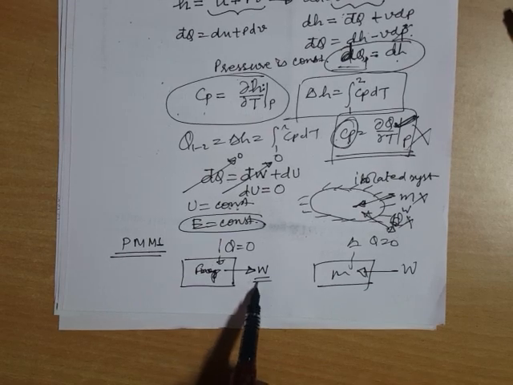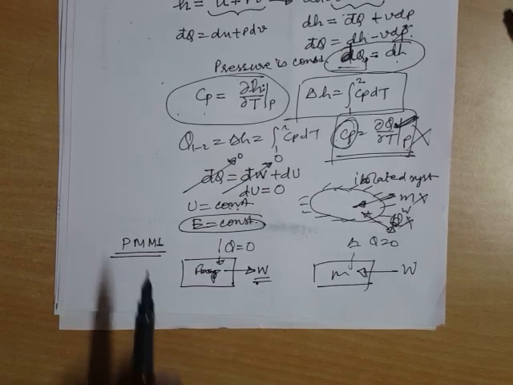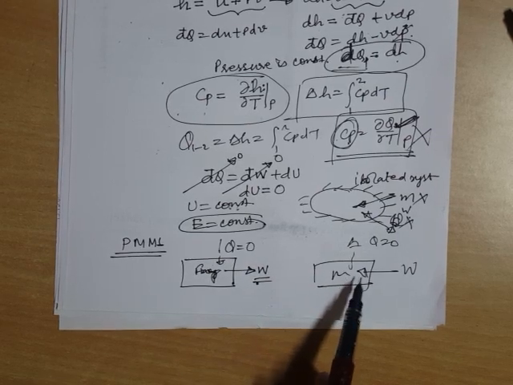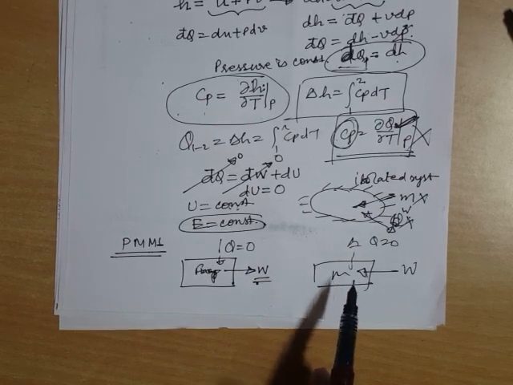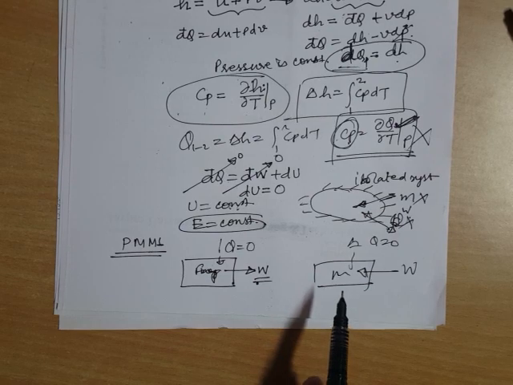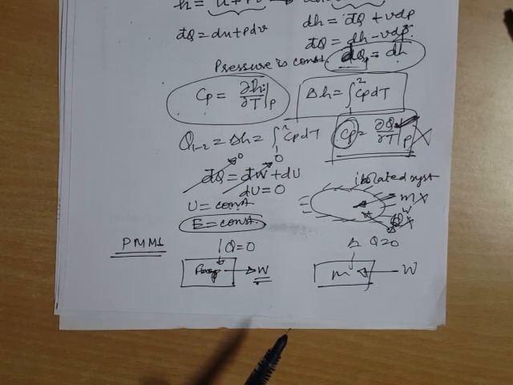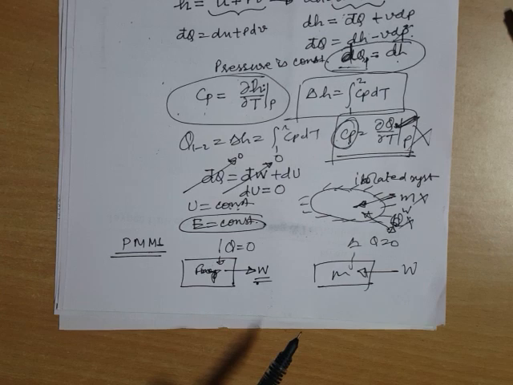How? Energy in one form is appearing, but no other form of energy is disappearing. Here, energy in one form is disappearing, but no energy in other form is appearing. So this is the violation of first law of thermodynamics, and if any machine violates this first law of thermodynamics, so that machine will be called as perpetual motion machine of first kind.